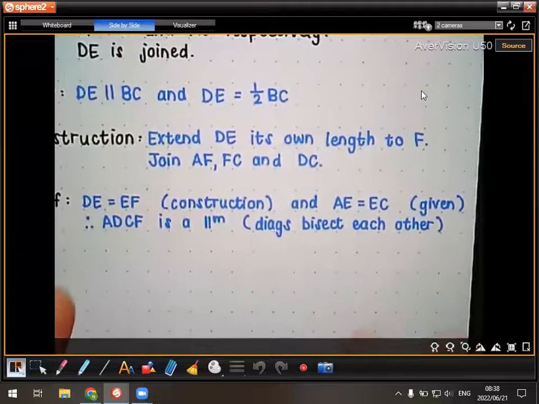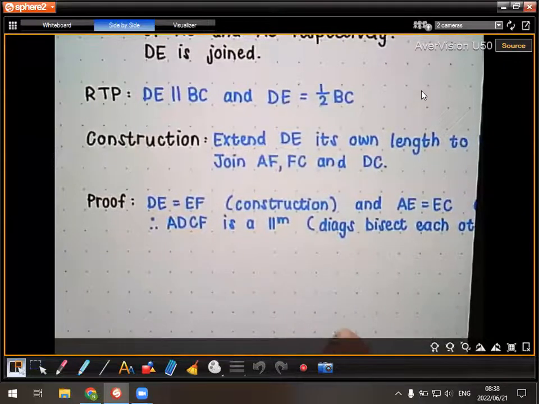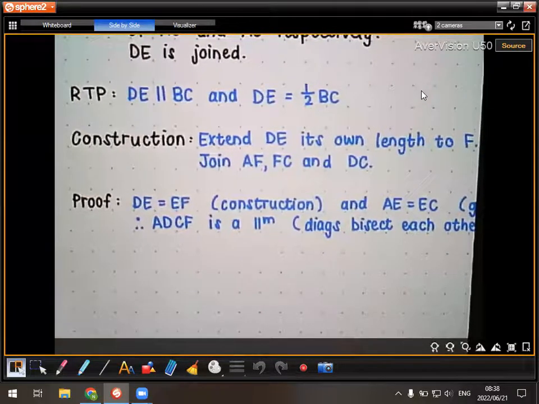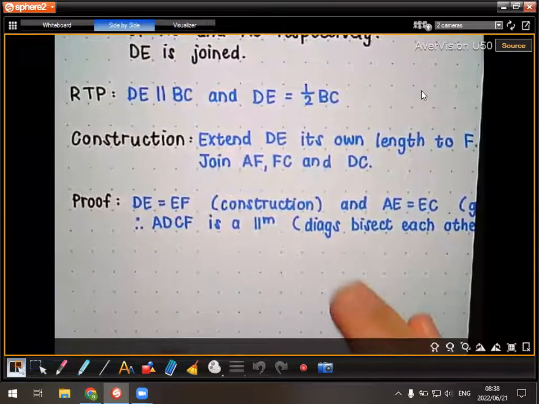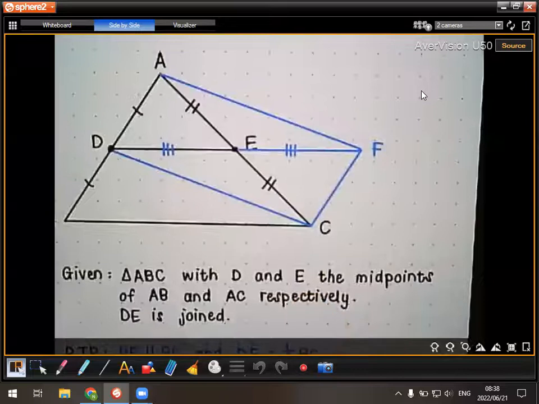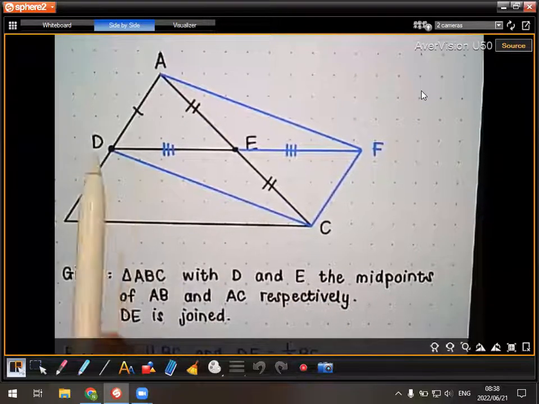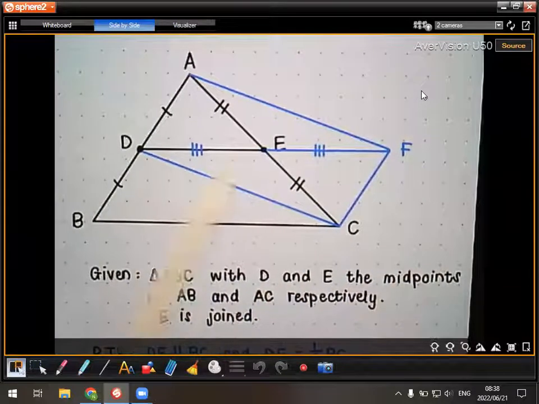Oh, sorry, proof. All right, we find out that bit, guys. We've just now proven that we have a parallelogram base. Now we just need to figure out how that helps us. Okay, so we're going back up to the diagram. What are we trying to prove again? We're trying to prove that DE is parallel to BC.